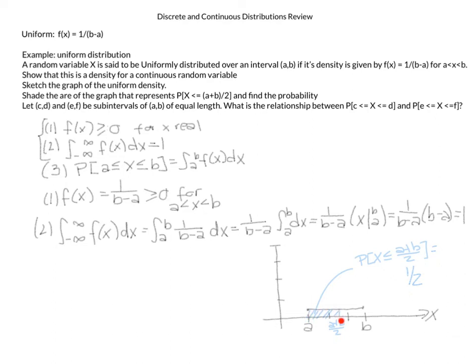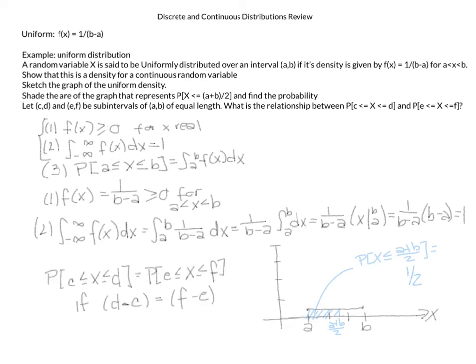And since this shaded portion represents half of where all the probability density is, and it's uniform, that means the probability is equal to 1/2. In fact, the shaded portion represents 1/2 of the total probability.